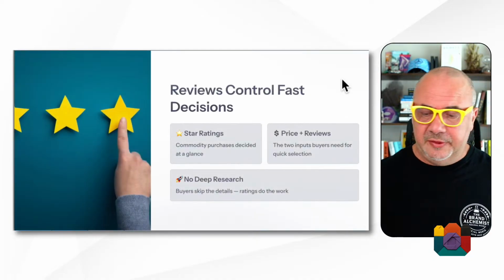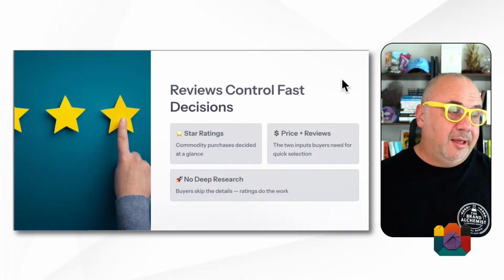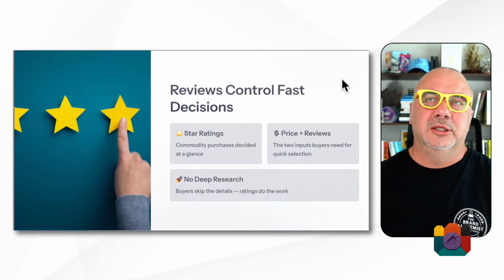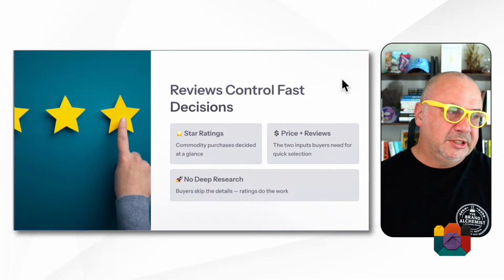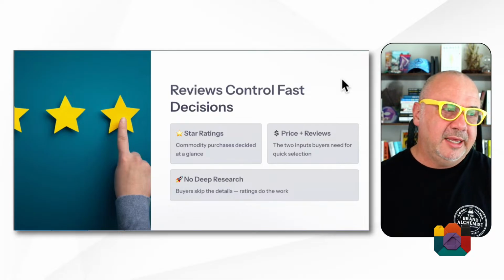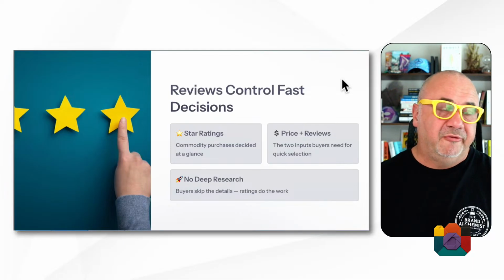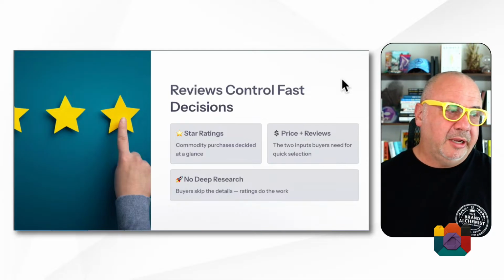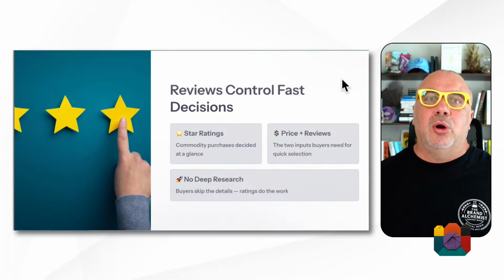As far as the next thing here, reviews control fast decisions. Typically the way I work is slides first, and then some color and additional context later. Star ratings: commodity purchases are decided at a glance. Price and reviews are the two inputs buyers need for a quick selection. So we're talking about quick buys, right? No deep research. Buyers skip the details, and ratings do the work. How does that work? Pretty simple.